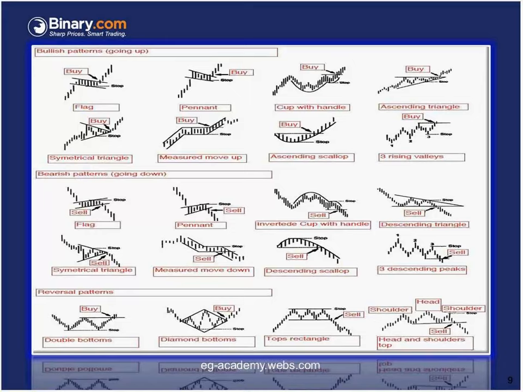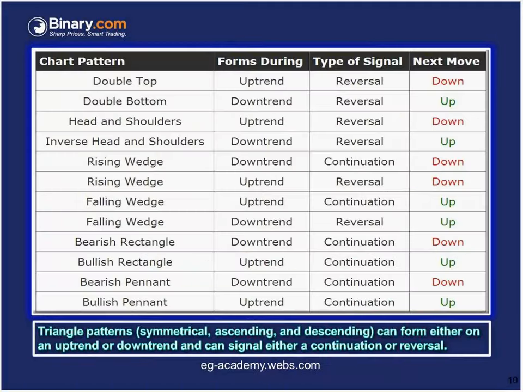If the trend was down prior to the consolidation, the expectation would be for the stock to break out to the downside and continue the direction of the downtrend. Rectangles, flags, and pennants are the most common continuation patterns.